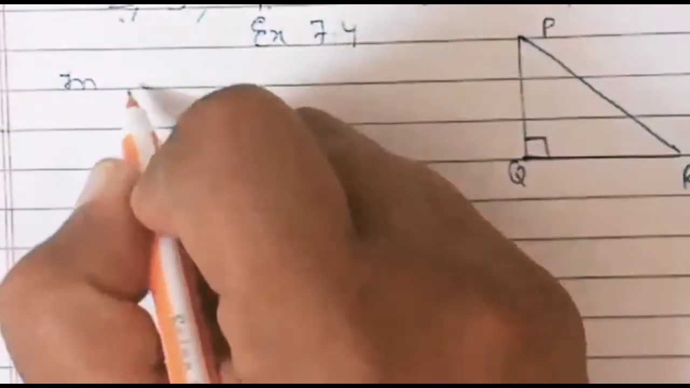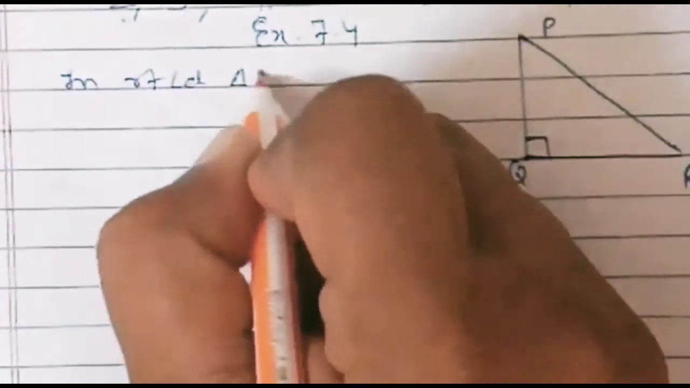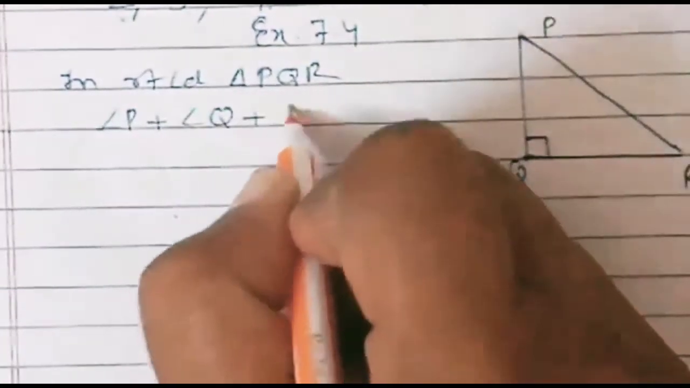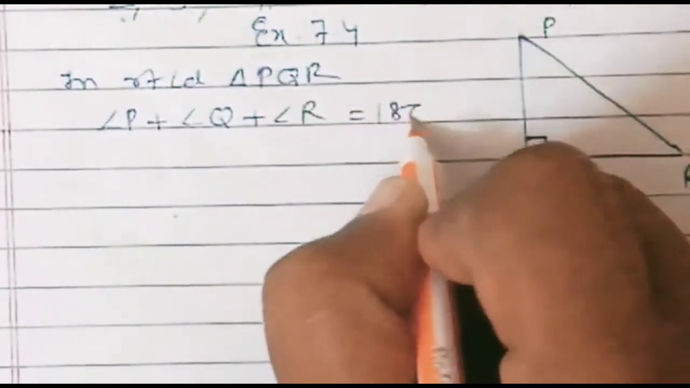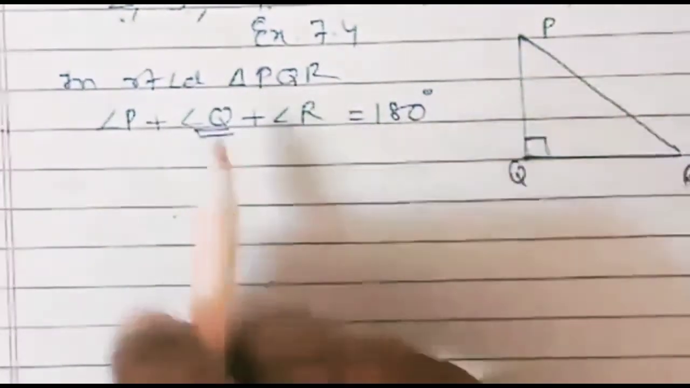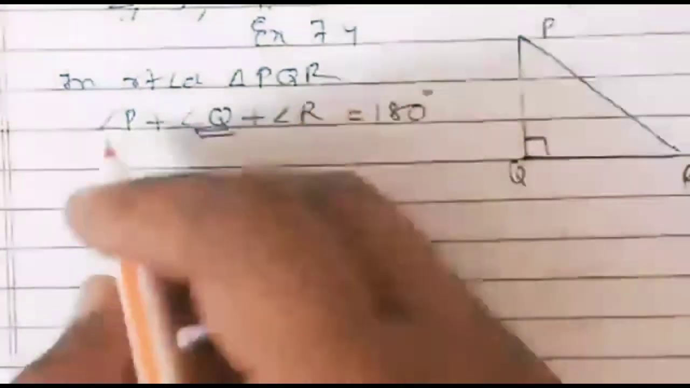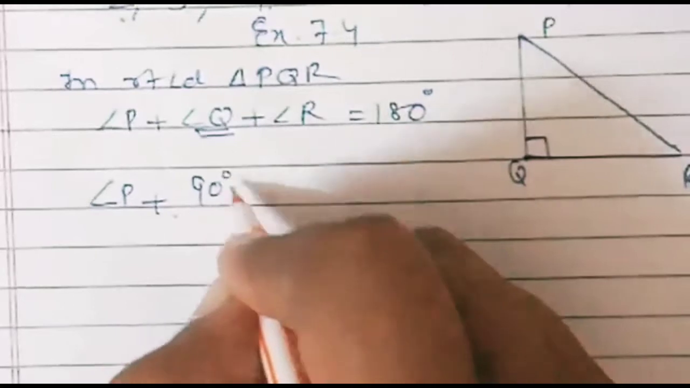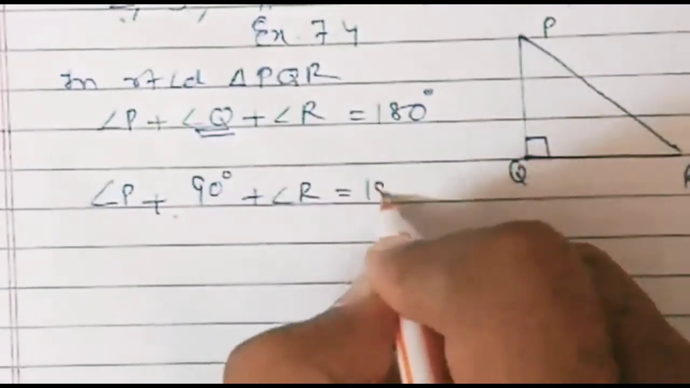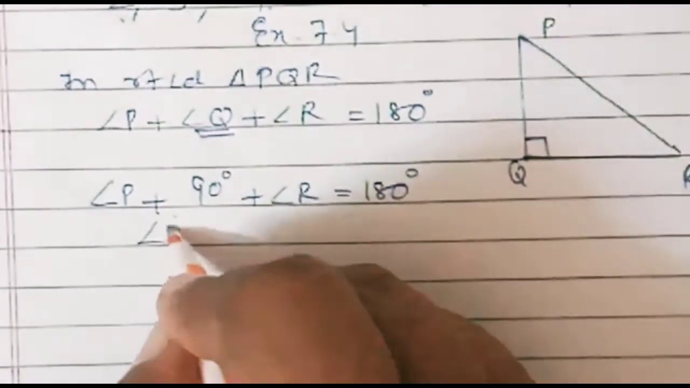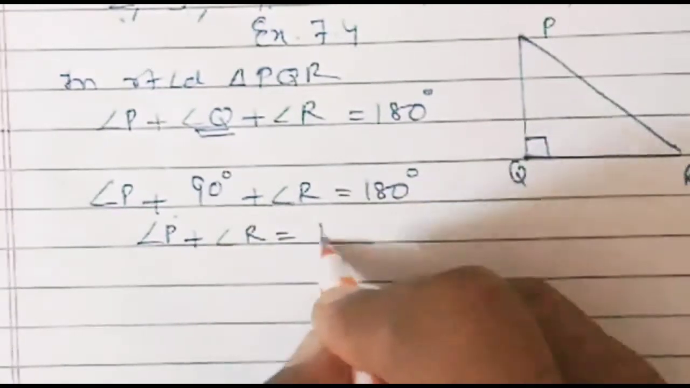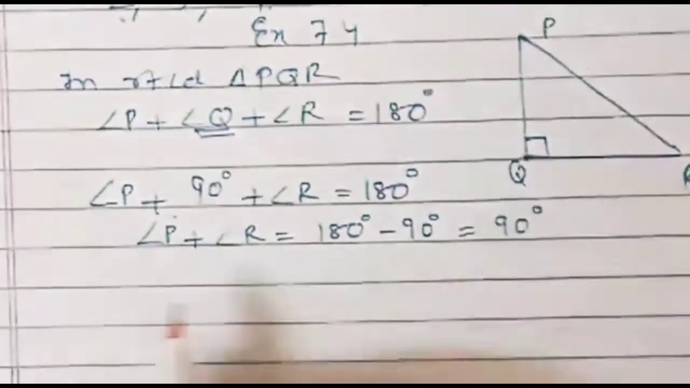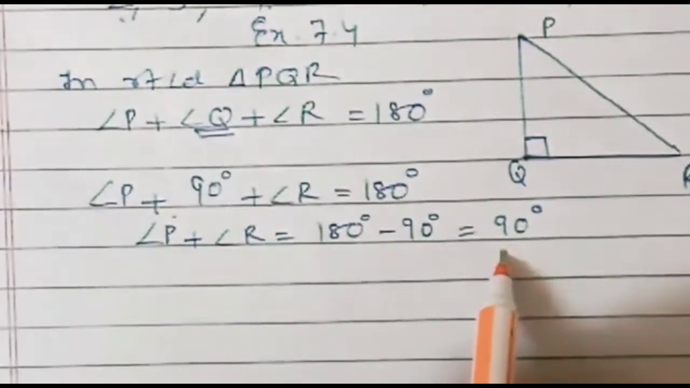So as we all know, in right angle triangle PQR, measure of angle P plus measure of angle Q plus measure of angle R is equal to 180 degree, right? But as we know, it is a right angle triangle, so Q is 90 degree. So we'll be writing angle P plus 90 plus angle R is equal to 180 degree. So we will be getting angle P plus angle R is equal to 180 degree minus 90 degree, which is equal to 90 degree. That means the sum of remaining two angles is 90.